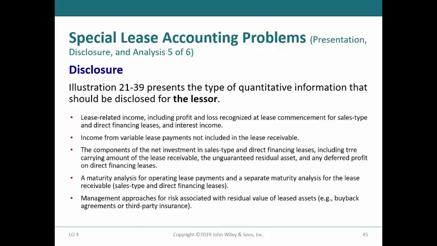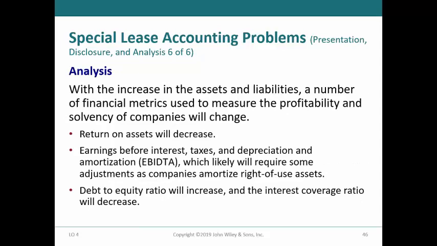Lessors should report lease-related income and income from variable lease payments that are not included in the lease receivable. They should disclose the components of the net investment in both sales-type leases and direct financing leases, which we will discuss in the next presentation. A maturity analysis for operating lease payments and a separate maturity analysis for lease receivables are required. They should also discuss how management handles the risk associated with the residual values of leased assets, including those with third-party insurers.